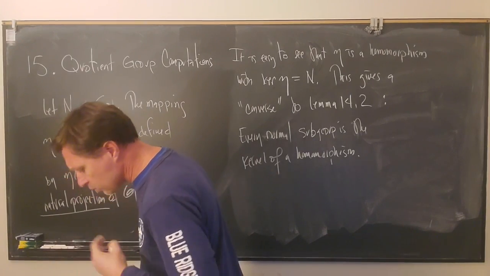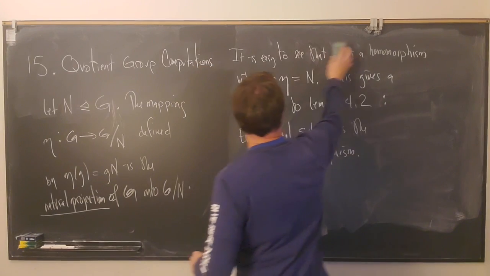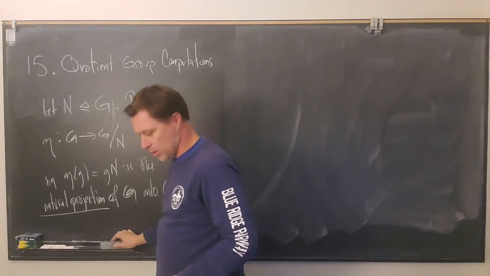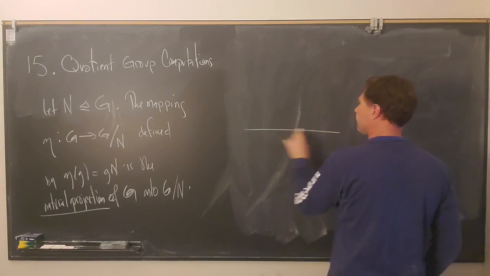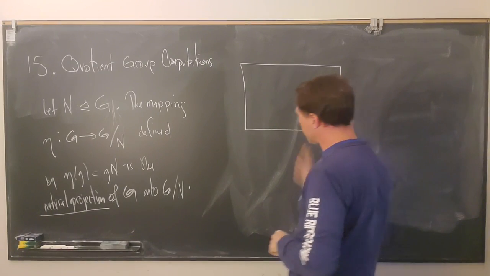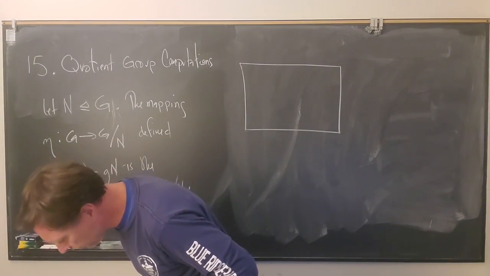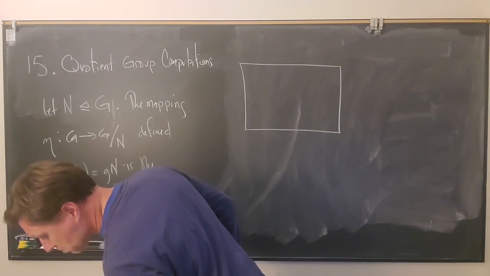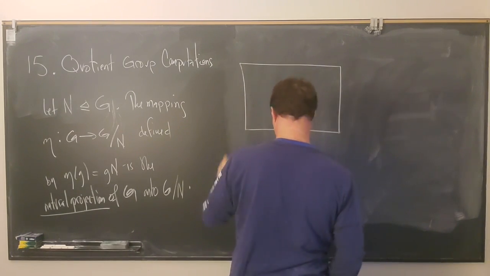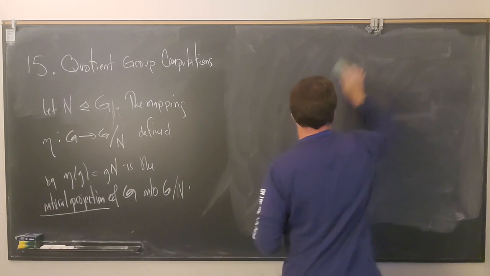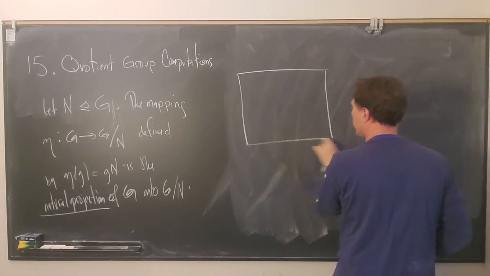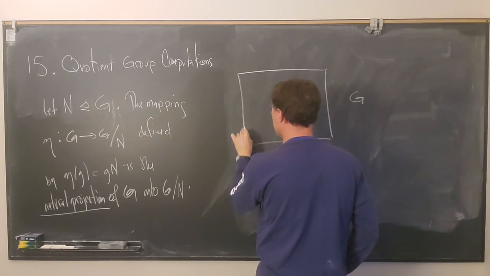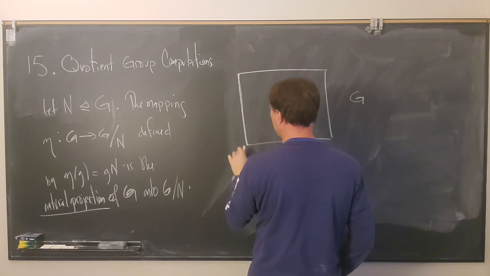Now, here's what I want to do though: I want to use this mapping to get a picture of what a quotient looks like. I want to leave this portion up here. I'm going to draw G as a square. I wish I would have drawn this a little nicer. It doesn't have to be a perfect square either. Okay, so here's capital G, and you can think of this vertical line segment right here as N, if you like.